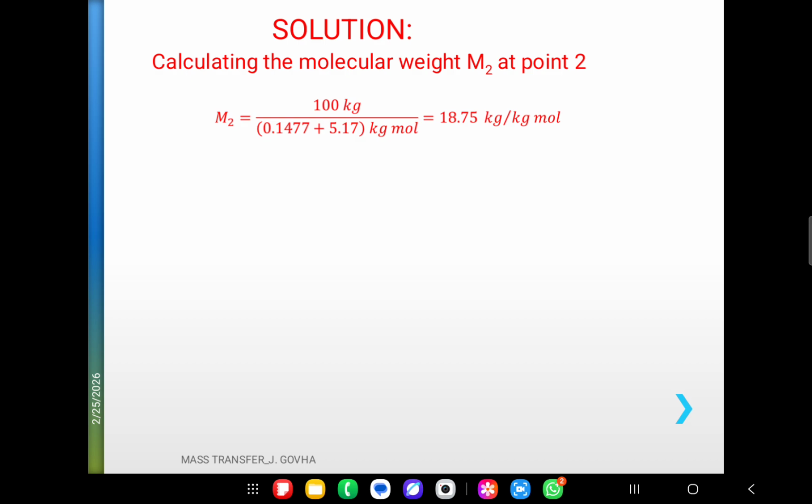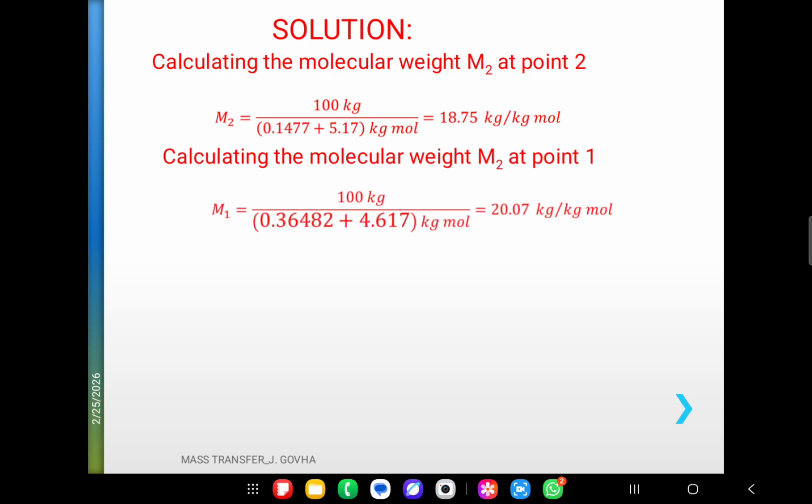You will find that this is closer to the molecular mass of water, because there is more water in there. Then calculating the molecular weight at point 1, the value we get there is 20.07.